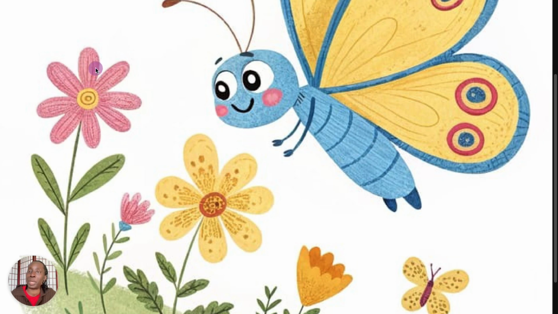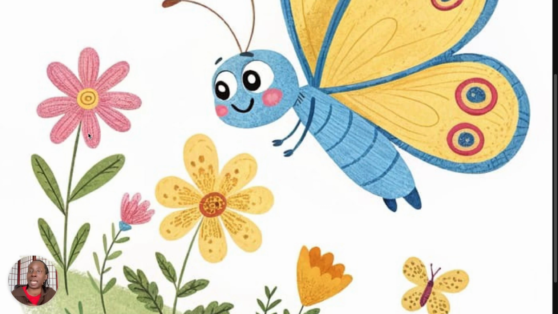This flower is pink with a yellow middle and brown circles. 2 brown circles. It has a green stem. This is the stem, and it's green. And it has 4 leaves. 1 leaf, 2 leaves, 3 leaves, 4 leaves. It has 4 leaves.